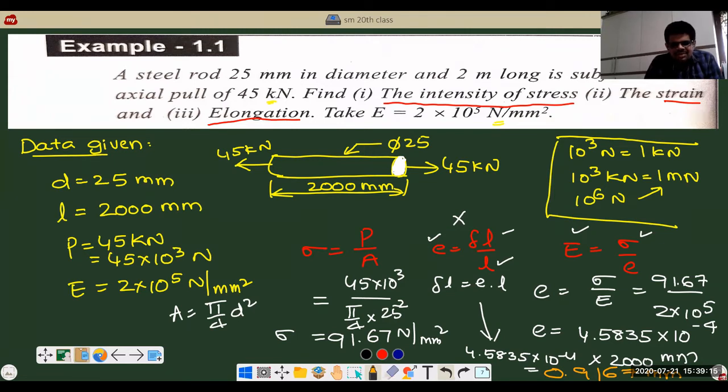You just make a note of all these things. See, in this problem, you are asked for the stress value and the strain value, finally the elongation. This elongation can be determined by using the direct formula, which we have discussed earlier. So that is PL by AE. So let us move to that one.